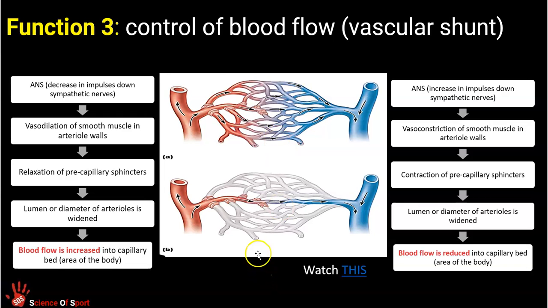If we were at rest and we didn't need blood going to this capillary network for the working muscles, then these arterioles might vasoconstrict, the precapillary sphincters would contract, and in both cases the tubes would narrow, reducing the flow of blood into this capillary network. So you've got to connect the role of the cardiovascular system, in particular the arterioles as a blood vessel and the precapillary sphincters, in controlling where blood is shunted.